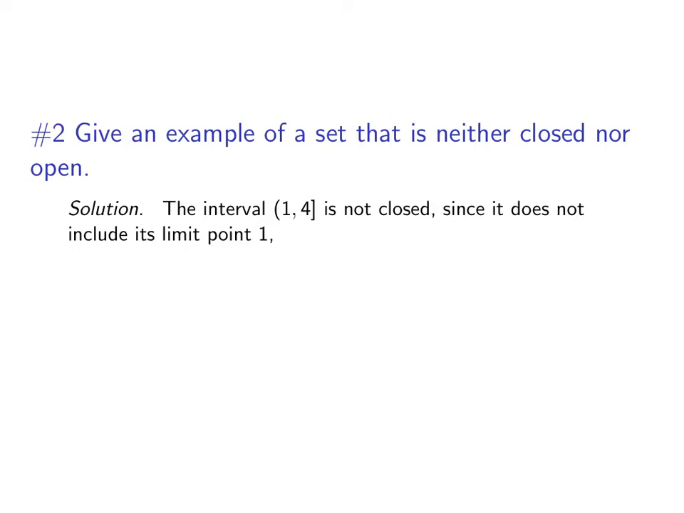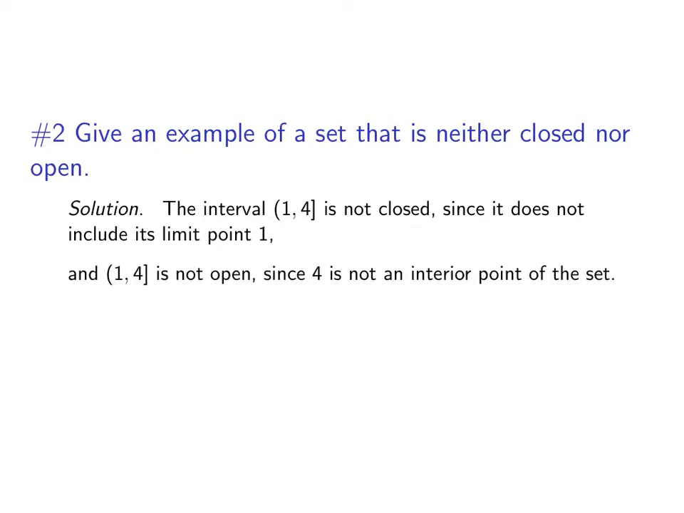So, for example, closed sets, we had a theorem that said that closed sets include all their limit points, but the interval 1, 4 has 1 as a limit point, and 1's not in there, so this is not a closed set. The set's not open because the number 4 is not an interior point of the set, and that's because there's no neighborhood about 4 that's completely included in the set.